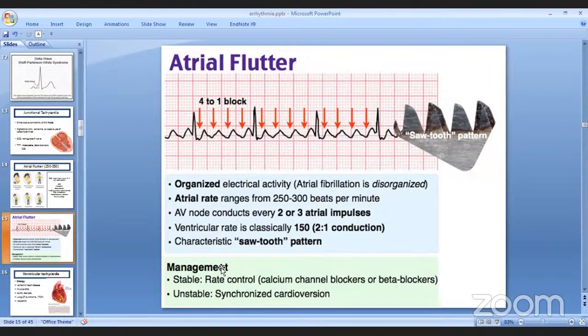Then let's talk about the management of atrial flutter. If the patient is hemodynamically stable, we just give them rate control. Rate control means calcium channel blockers and beta blockers, as we've said earlier. The AV node works via the calcium channels, so we give calcium channel blockers. If the patient is unstable, we do synchronized cardioversion.